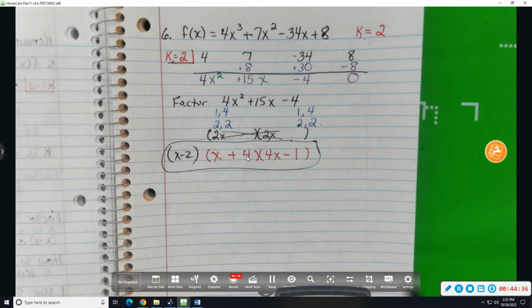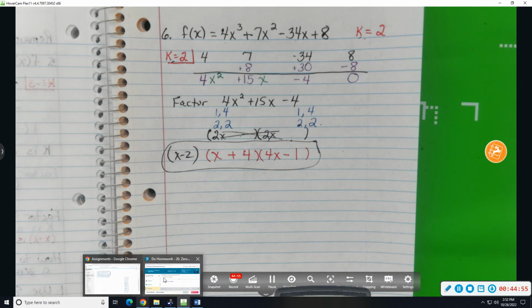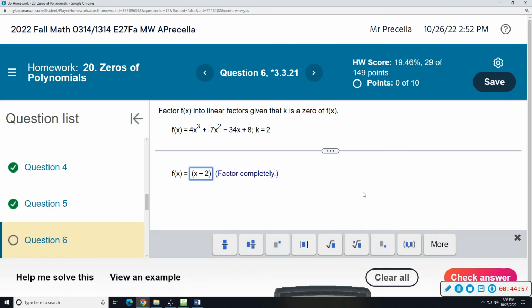Now the order in which you type these parentheses doesn't matter, but I'll always write the one that's associated with the k value first. As soon as I see the k value, I know one of the factors is x minus whatever this k is, and I've already typed that in. So let's type in the rest of the factors. You have an x minus 2, an x plus 4, and 4x minus 1.